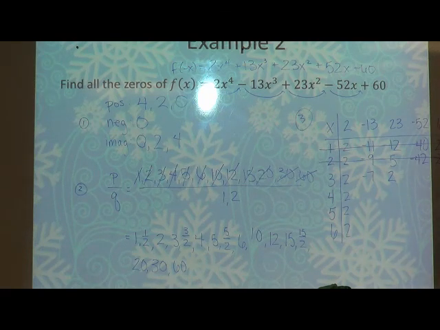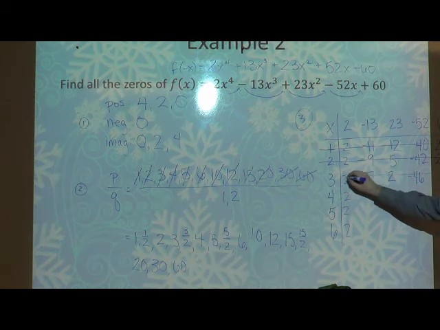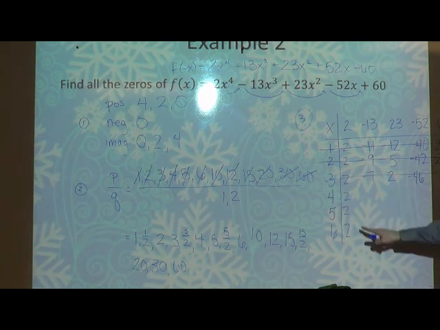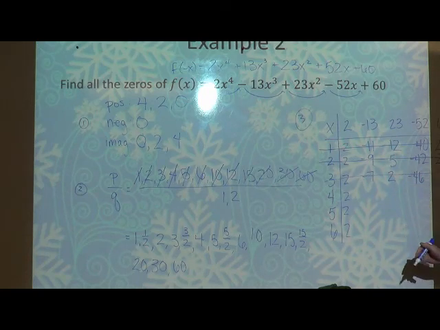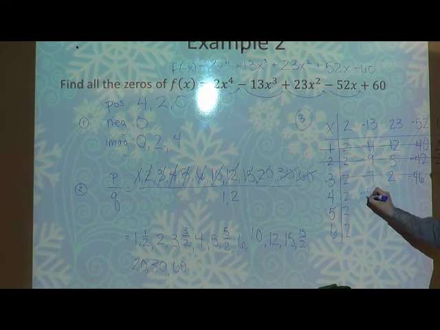Excuse me, 6 plus negative 52 is going to give us a negative 46. Times 3 plus 60 is going to be way negative. That's not going to work either. Let's continue on. 2 times 4 is 8, plus negative 13 is a negative 5.